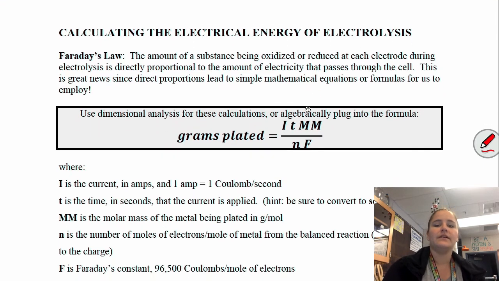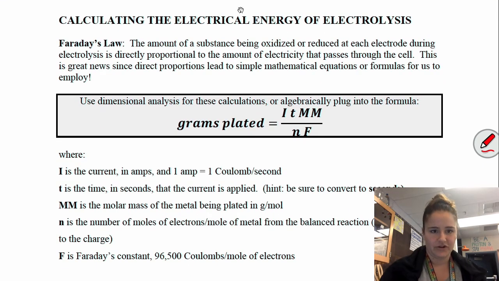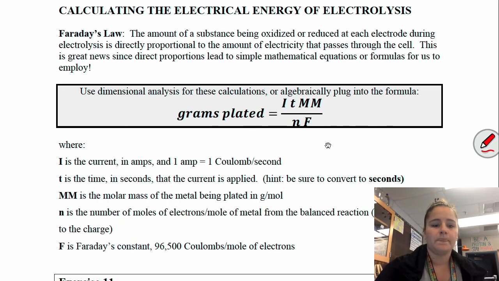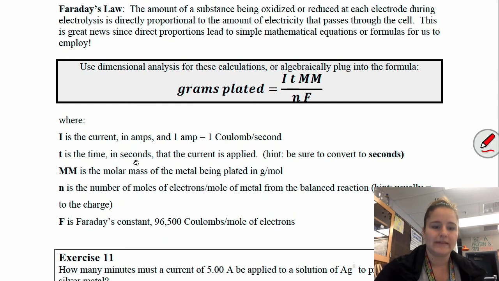Now, calculating the electrical energy needed for electrolysis. We're going to be using Faraday's Law. You can memorize this formula: the number of grams plated, gold or copper, whatever you're looking at, equals the current times the time times the molar mass divided by the number of moles of electrons times Faraday's constant. That's really complicated to me. I'm going to show you how I solve it using dimensional analysis. But if you just want to memorize a formula, you can totally do that and it won't let you down. Time, remember, needs to be in seconds.